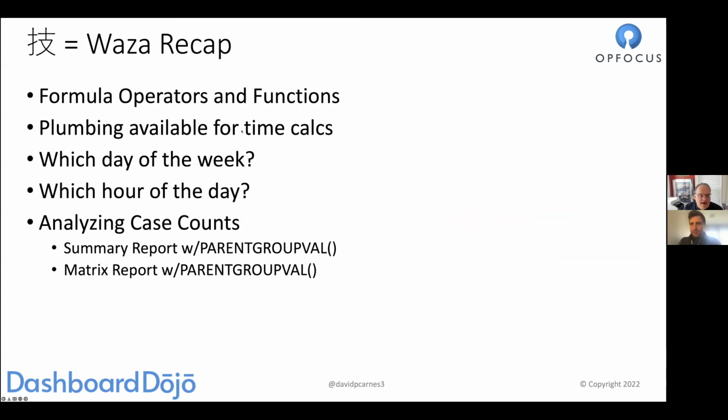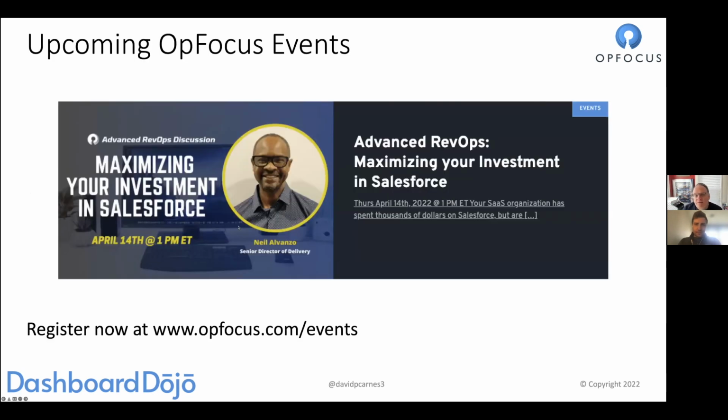But just as a quick recap, and we can get to some questions, we talked about the formula operators and functions. That's a page in help. We talked about the plumbing that's available for time calcs, and these are data types that are available on custom fields, the data types available in formula output on reports, and also the functions and operators. There's just a lot of plumbing available. We did a couple of examples, and I botched the last example. So we did which day of the week, which hour of the day, and then we started to analyze some case counts.